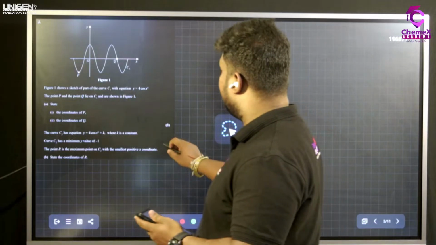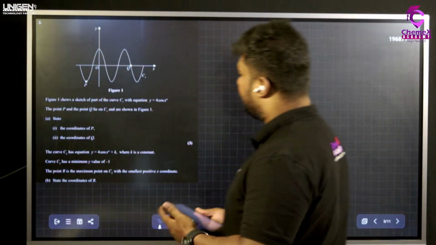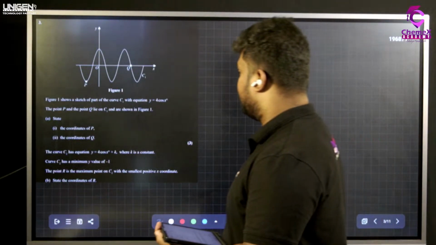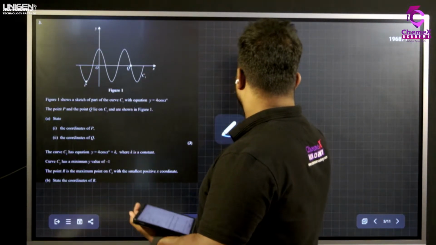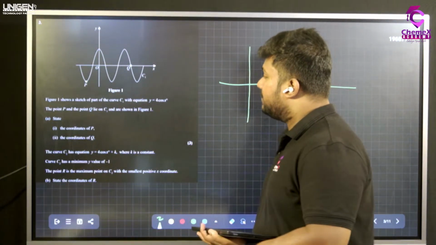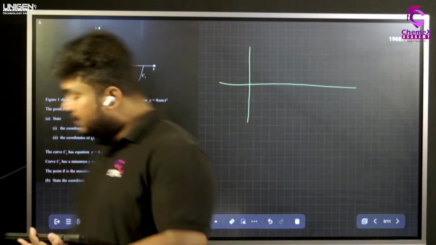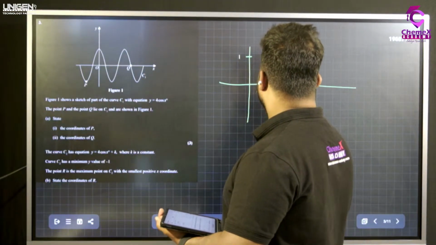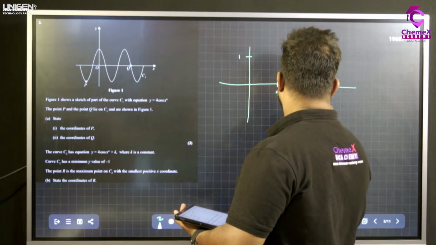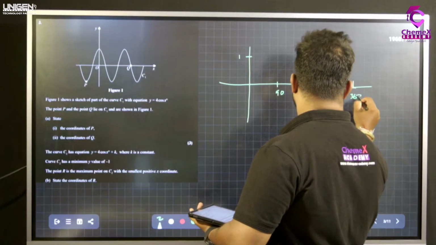So in the third one, they have given us a graph. They are asking us to find T coordinate. So this graph is 4 cos x graph. So y equals 4 cos x. So you know if it's cos x, cos 0 is what? 1. Cos 90, 180, 270, 360.